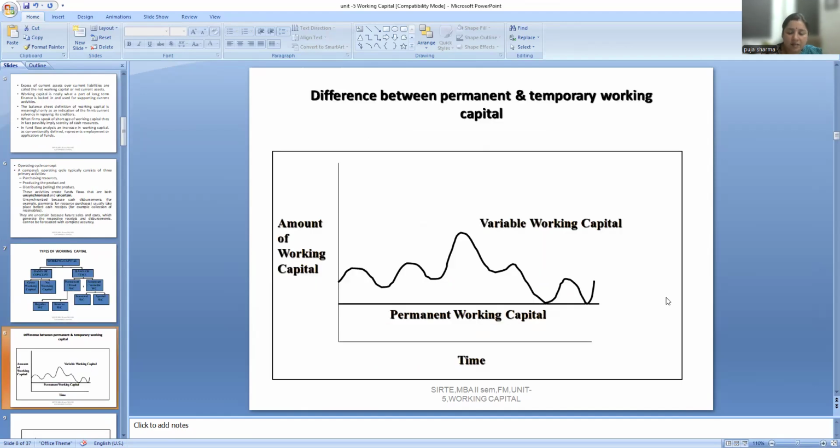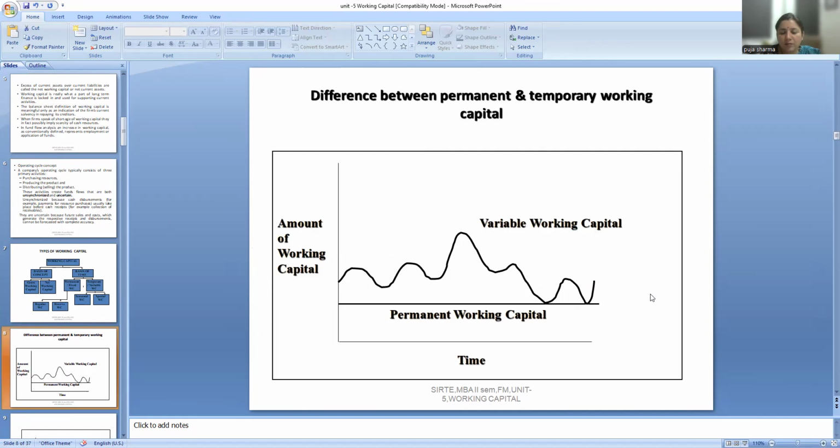Here you can see the diagram of permanent and variable working capital. Permanent working capital is that capital which is used by the company throughout the year at the same level. The variable working capital fluctuates, increasing and decreasing with the season, with special occasions, and with various reasons. You can see the graph of that. It is not constant, it has ups and downs.